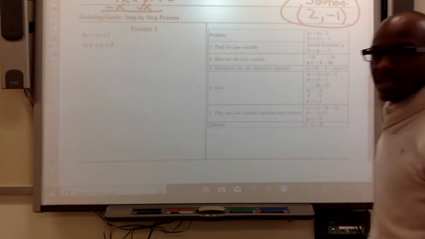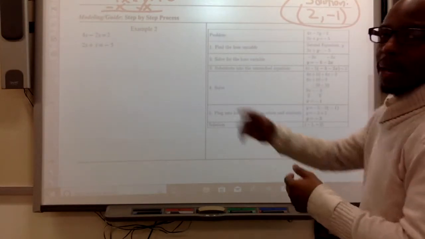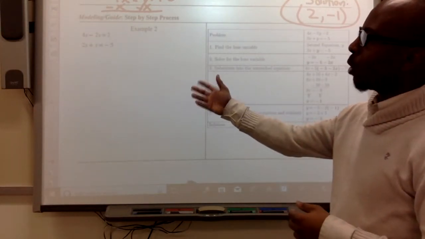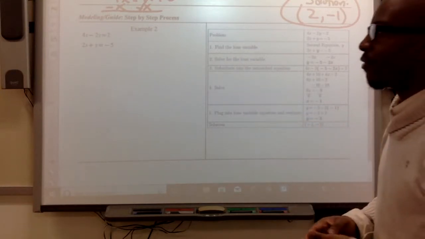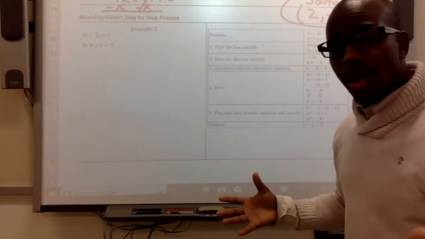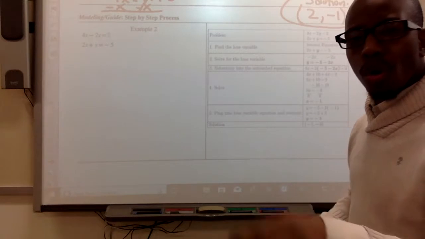You see we have something different here. We have 4x minus 2y equals 2, and we have 2x plus y equals negative 5. This is still a system. A system, once again, is 2 or more equations.